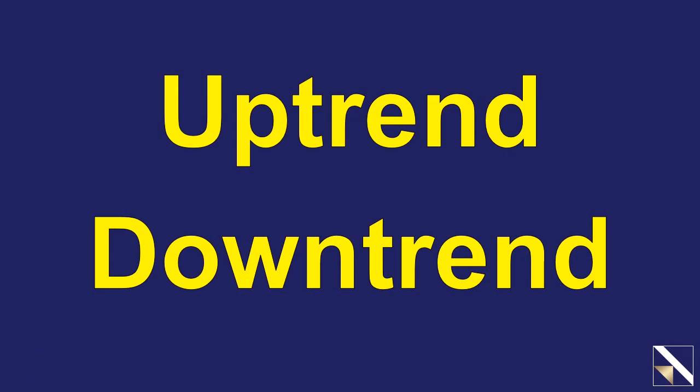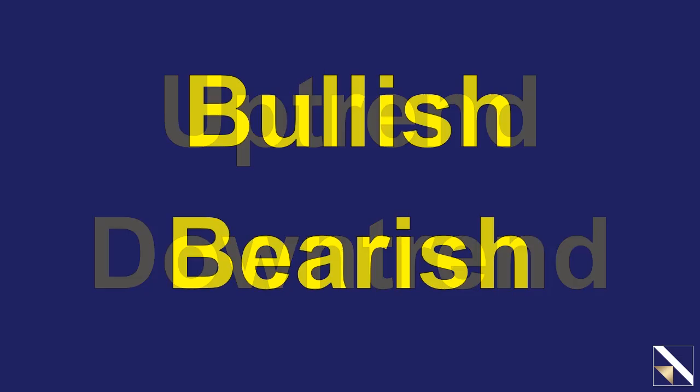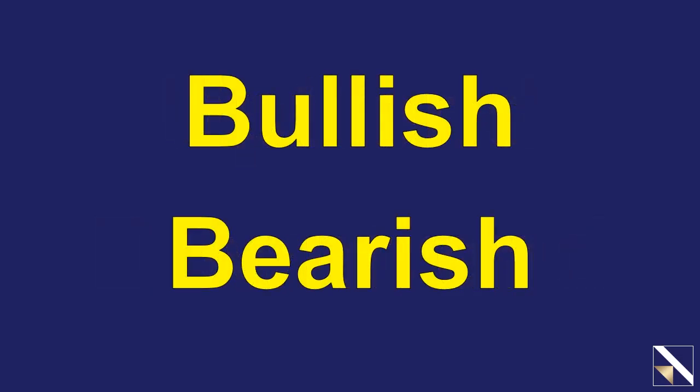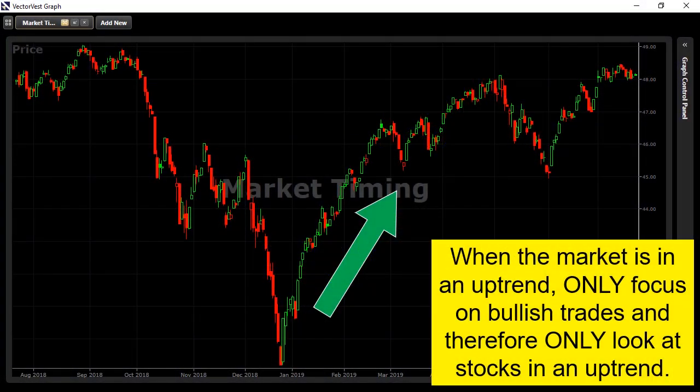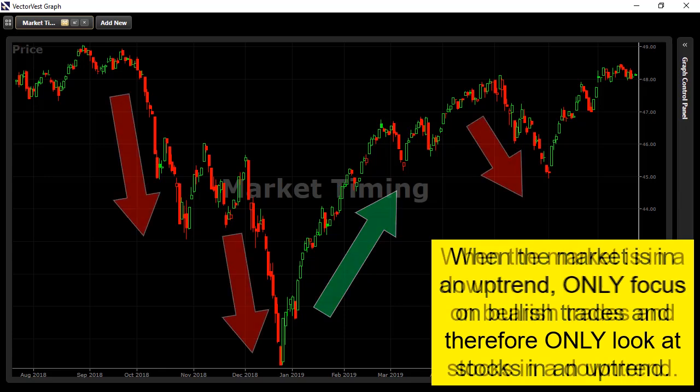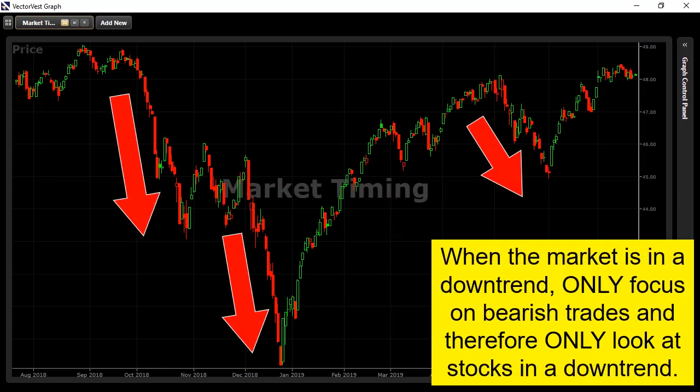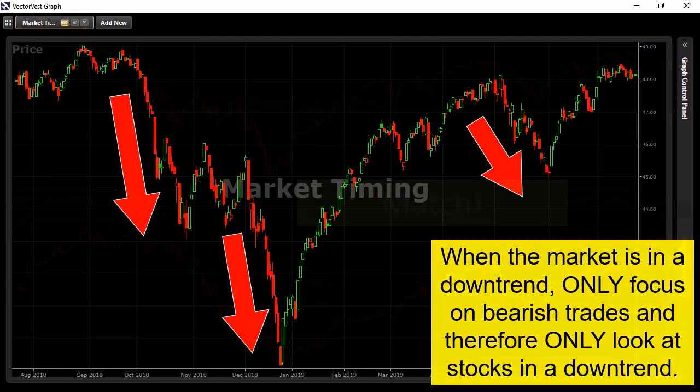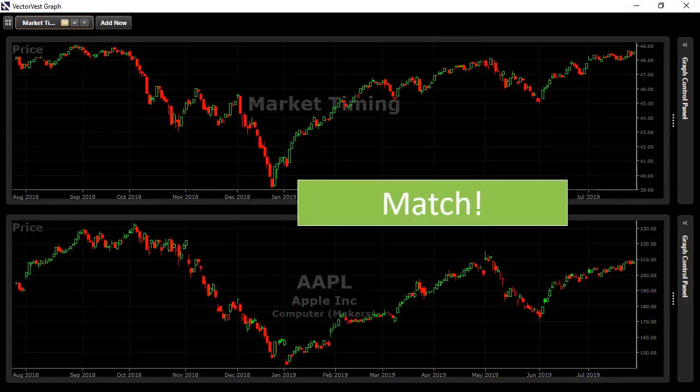For the majority of the time, the market will either be in an uptrend or it will be in a downtrend. In those cases, you will either be bullish or bearish. When the market is in an uptrend, only focus on bullish trades, and therefore only look at stocks that are in an uptrend. When the market's in a downtrend, only focus on bearish trades, and therefore only look at stocks in a downtrend.